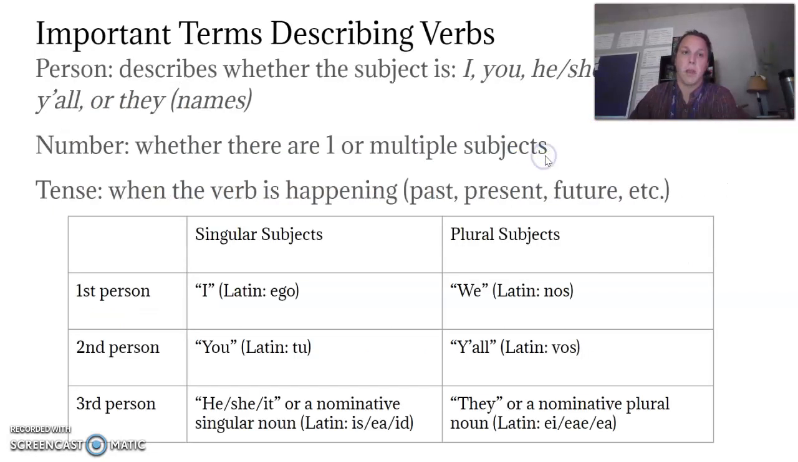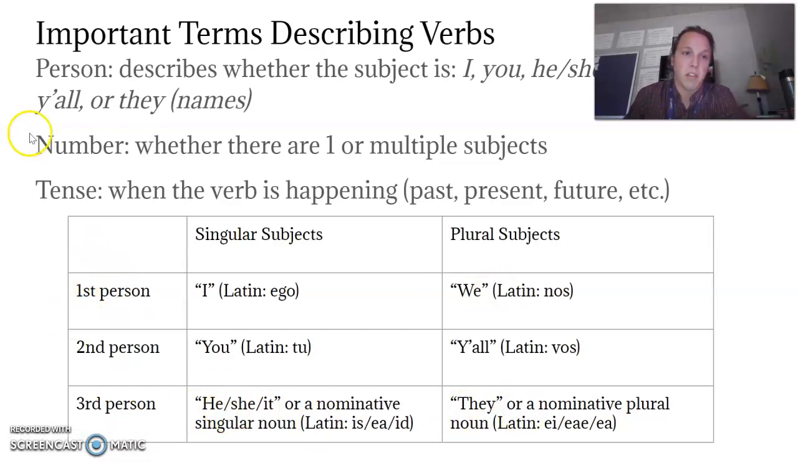So let's get going. Let's start with some important terms. Person, number, and tense. There's a couple more that are important down the road, but we're going to focus on these for now. So person describes whether the subject is I, you, he, she, it, or a name, we, y'all, or they, or a bunch of names. And we use the terms first, second, and third person to describe these. A first person verb means its subject, the person doing the action, is I or we. Second person means you or y'all. Third person means he, she, or it, a name, or they.